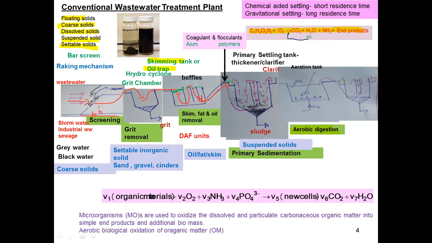So that's why here you can see microorganisms are used to oxidize the dissolved and particulate carbonaceous organic matter. That means suspended colloidal solids are converted, degraded into simple end products and additional biomass. So simple end products are CO2, H2O, and additional biomass are the new cells.